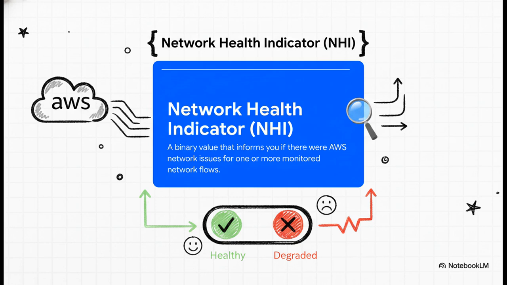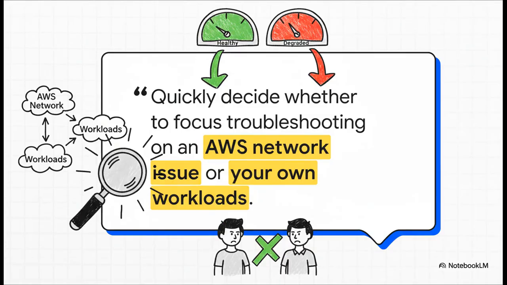And this right here brings us to what I think is the absolute killer feature, the Network Health Indicator, or NHI. For any connection that you're tracking with a monitor, AWS gives you a dead simple binary value. It's either healthy or it's degraded. And when it says degraded, that is AWS officially telling you, yep, we see a network issue on our side that's affecting this connection.